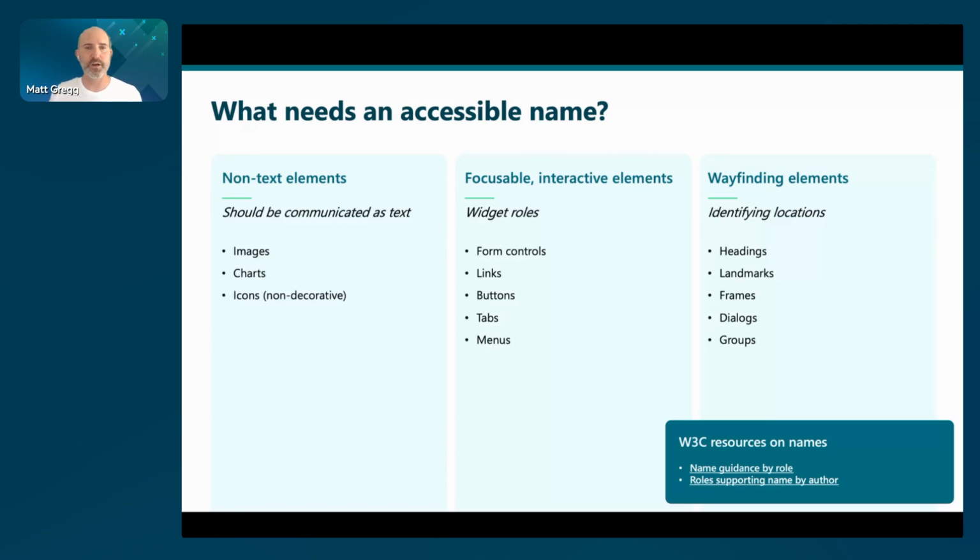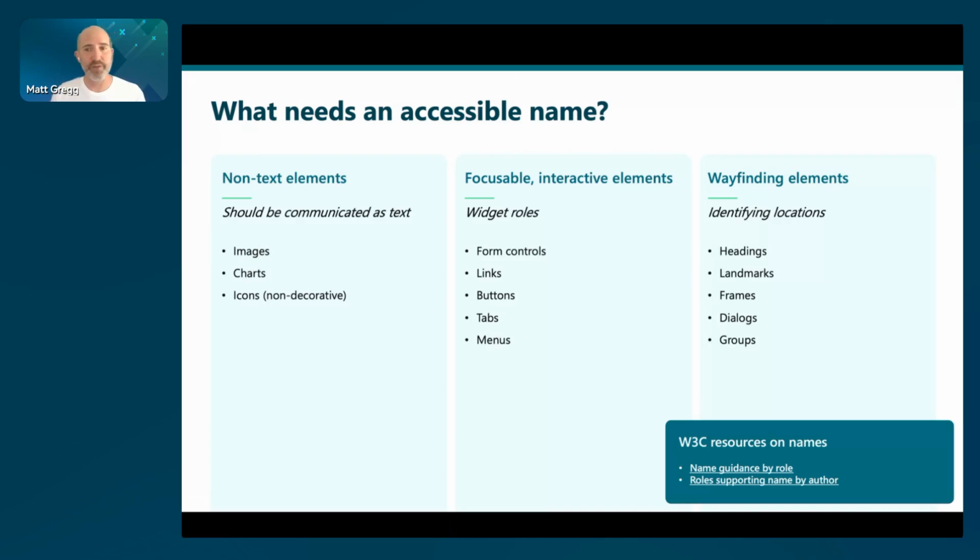So the first are kind of non-text elements, things I just mentioned, like images, charts, icons. The second are the kind of the focusable and interactive elements. So think about different form controls or links or buttons, but then also tabs or menus, things that maybe aren't defined or maybe might not have seen as much in just regular HTML, but can be added as particular more rich interactive roles on a page.